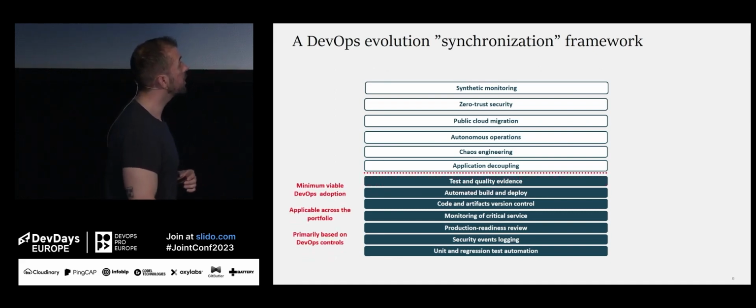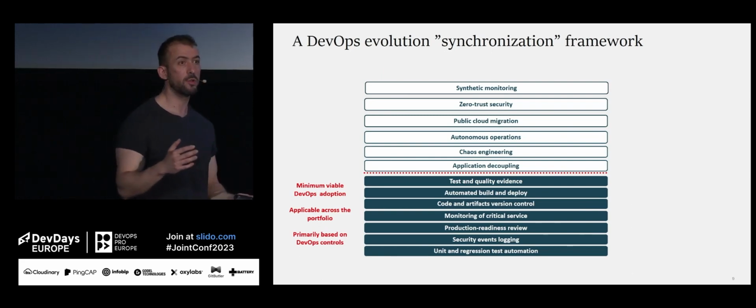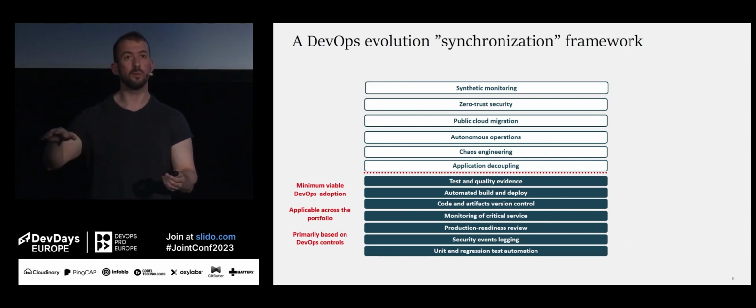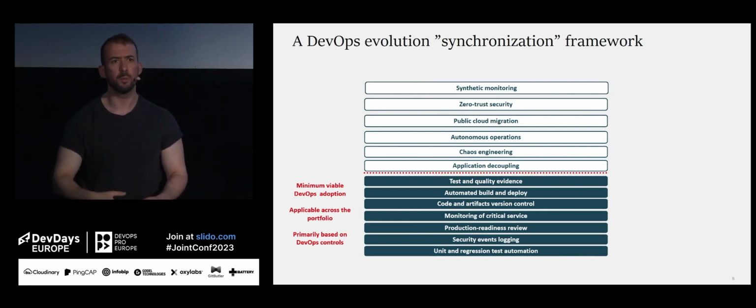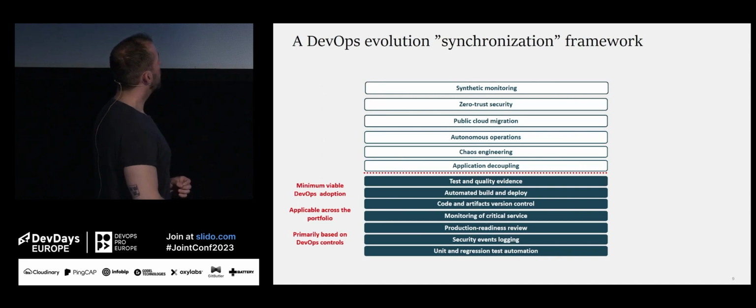And what is below this line is the minimum viable DevOps adoption. In this minimum viable DevOps adoption, it's applicable to everybody. So your whole organization, not only the tactical, your whole portfolio, apart from the ones that are to be decommissioned, or apart from the ones that are normally category 4, which is applications that you use internally for accounting and such purposes. They don't really have a business and client impact. And these are the ones that you primarily base on DevOps controls.